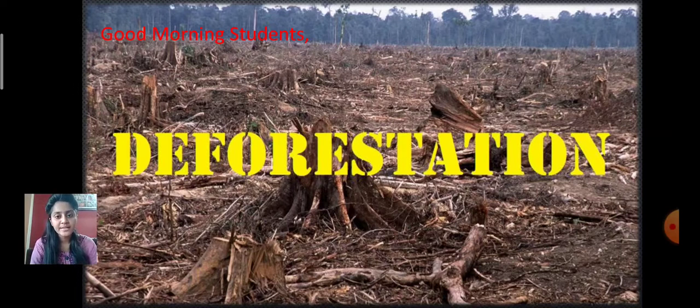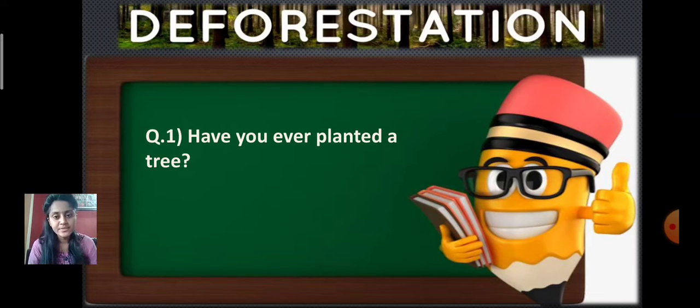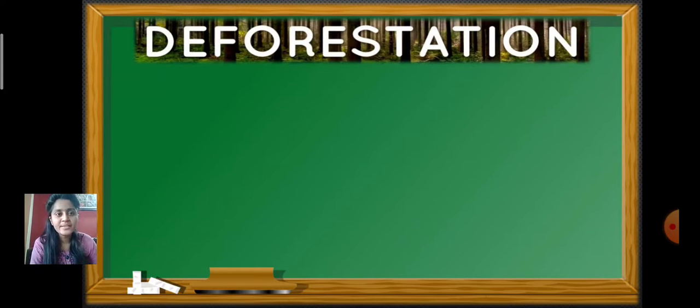Before starting our topic, let's see some questions. Someone read the first question. Have you ever planted a tree? Yes, we all have planted trees many a times. Very good. Now read question number 2. Why do we need to plant trees? Yes, very good. We need to plant trees for oxygen, food, etc. Very nice. Now we'll start with our topic, deforestation.